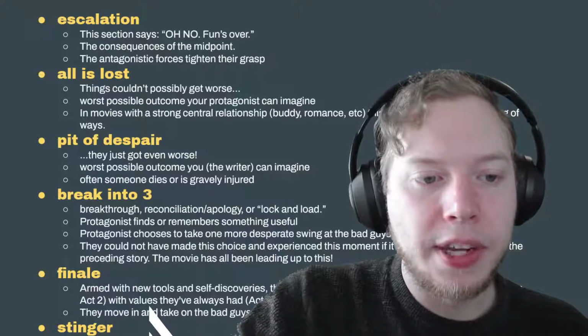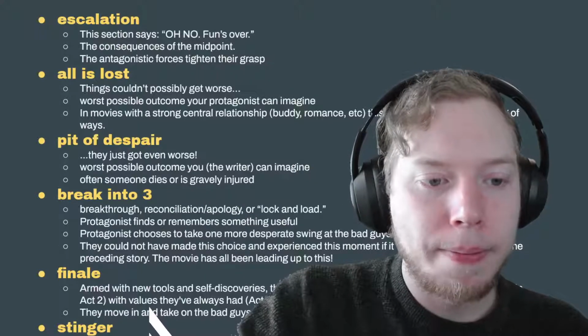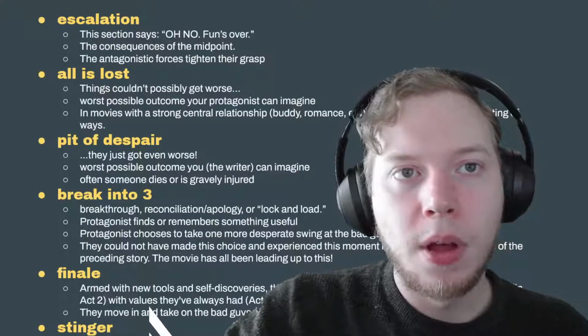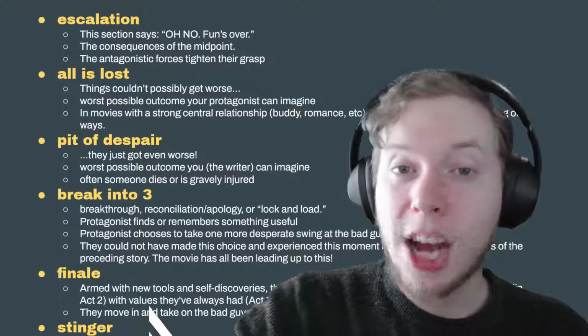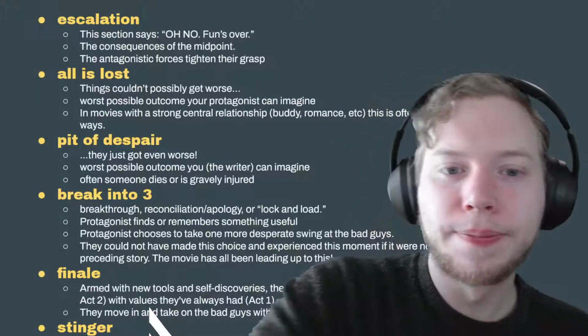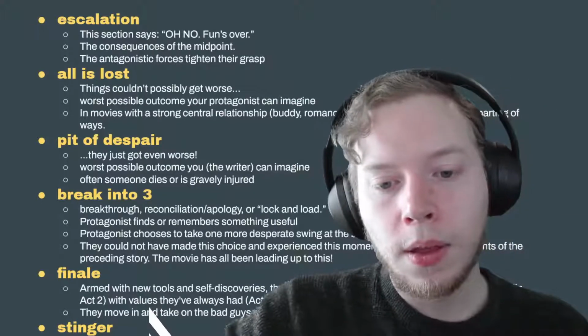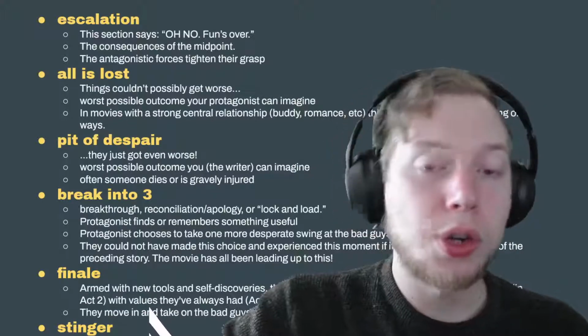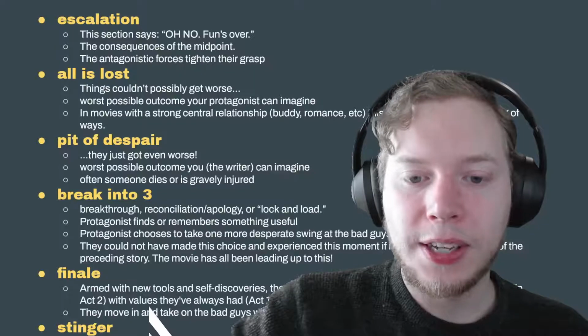And then that Stinger is just going to be a page or two usually, and often in comedy they play the credits over top of the Stinger. In some shows they might have a post-credit scene, but not very often. Okay, that's the major structural beats of a TV episode. Let's stop for questions.